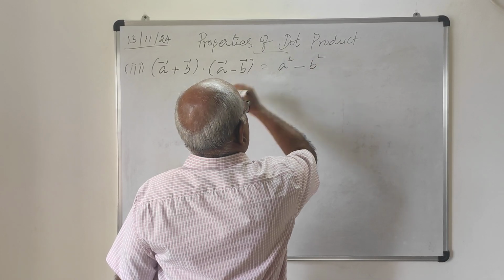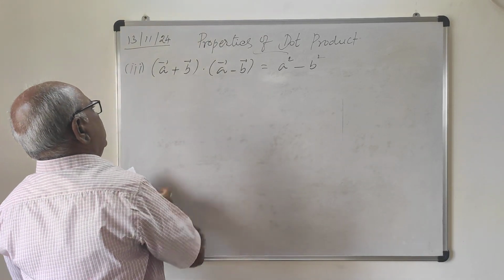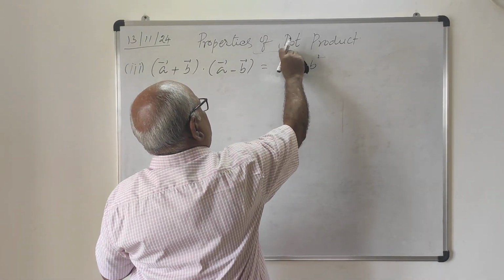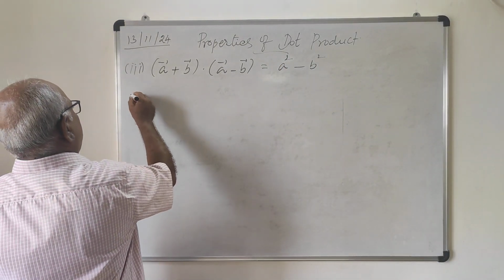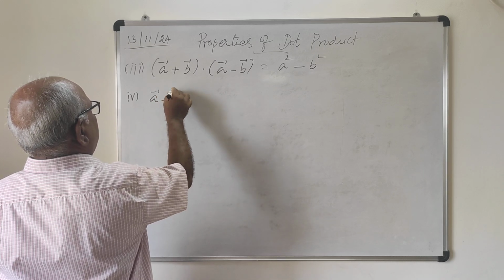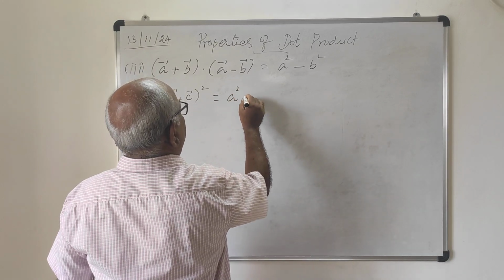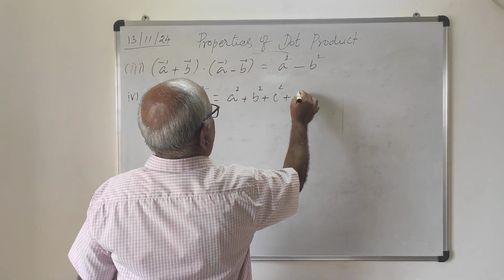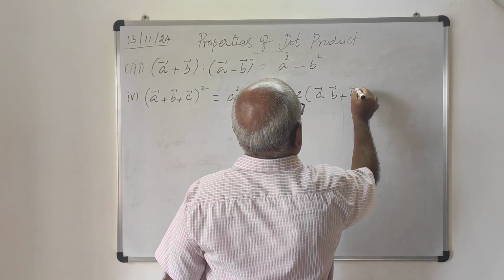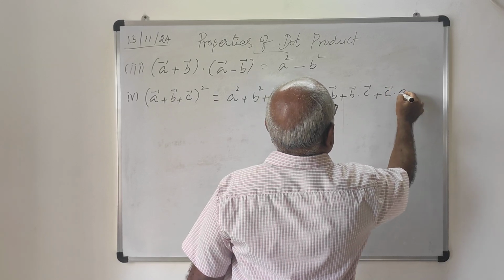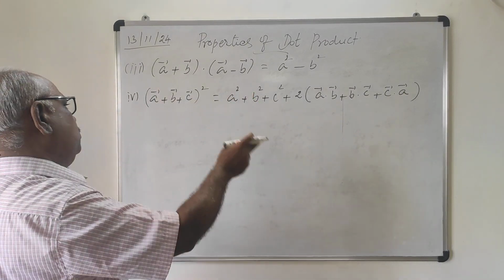As in the case of algebra result, (a plus b) into (a minus b) equal to a square minus b square. Like that, the vector product is also (a vector plus b vector) dot (a vector minus b vector) is equal to a vector square minus b vector square. That is a square minus b square. And one more result, (a vector plus b vector plus c vector) whole square is equal to a square plus b square plus c square plus 2 times of (a dot b plus b dot c plus c dot a).